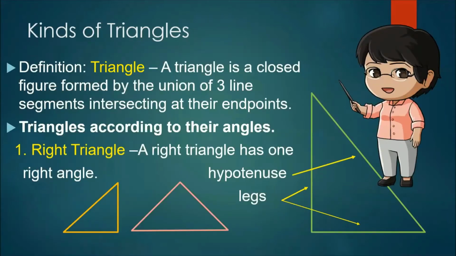Kinds of triangles. Definition. A triangle is a closed figure formed by the union of three line segments intersecting at their endpoints. Triangles according to their angles. Right triangle, a triangle which has one right angle, and it has these parts. The longest side is the hypotenuse, and the two other sides are called the legs.